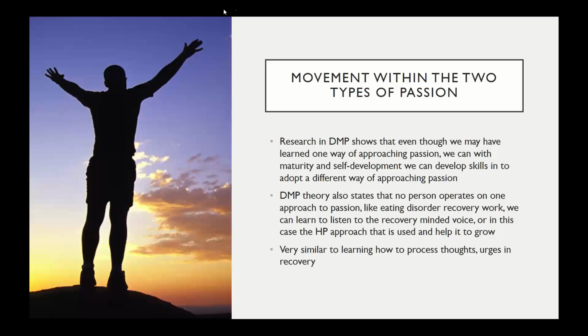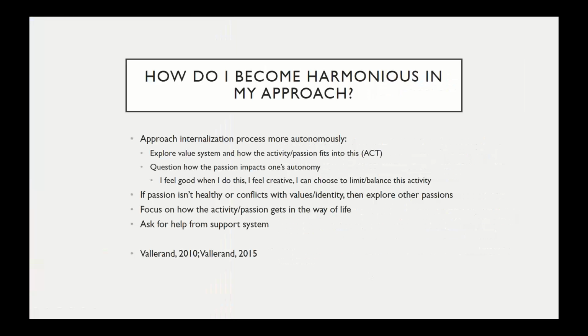Some of you may have asked, like, oh, am I just stuck if this is how I do passion? Also, you can change the internalization process. So we can learn how to do it with our support system to become more autonomous, using our values, really focusing on those values. You can pull an ACT here, and then asking if I'm using my values to develop my passions. When I do this, am I feeling creative? Am I balancing my life activities? Like just that whole autonomous way of internalizing passions.